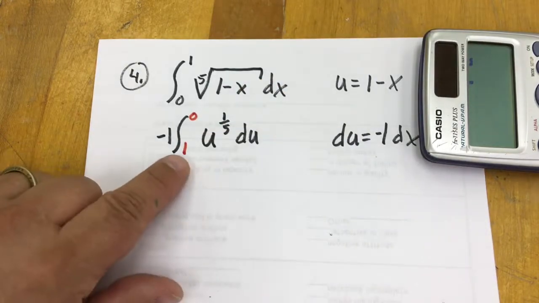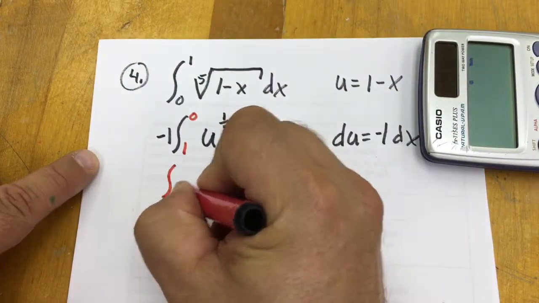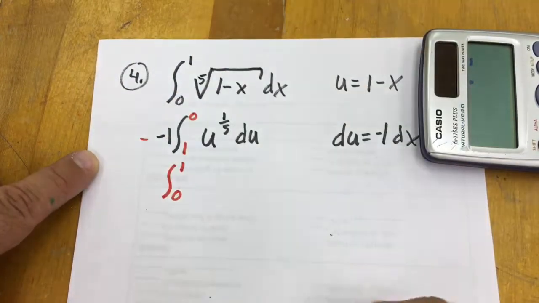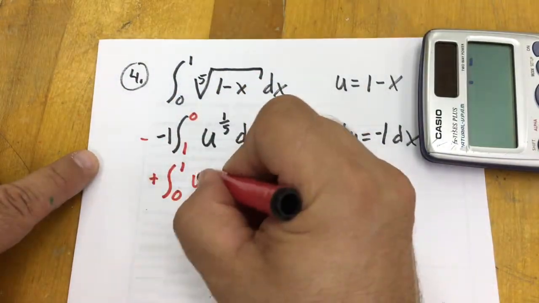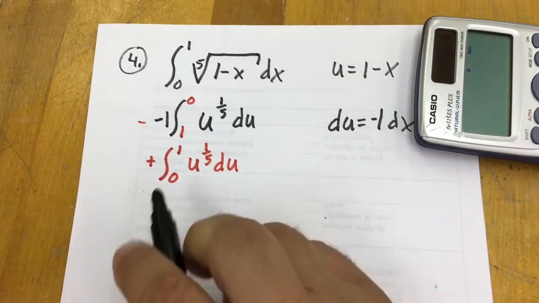And now this is a little creepy because I'm going backwards. But the rule in calculus is if you flip-flop that and make it from 0 to 1, you have to put another negative in front. And notice that's going to give me positive now of u to the 1/5 du. Now I'm going to go ahead and find the antiderivative and evaluate it from 0 to 1.